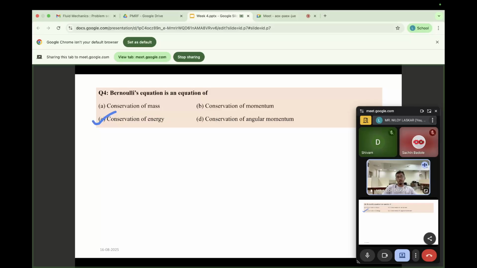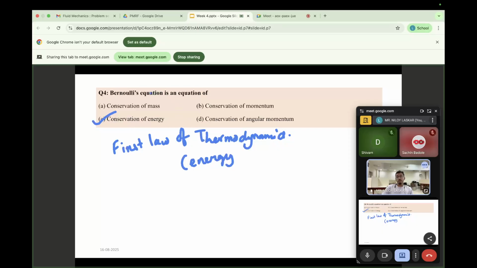Now, if sometime it is asked where this equation comes from, basically this equation is derived from the first law of thermodynamics, which is energy conservation. Remember this. The question can be asked, this Bernoulli equation is derived from, with four options, and the first law of thermodynamics can also be given. So just remember this.